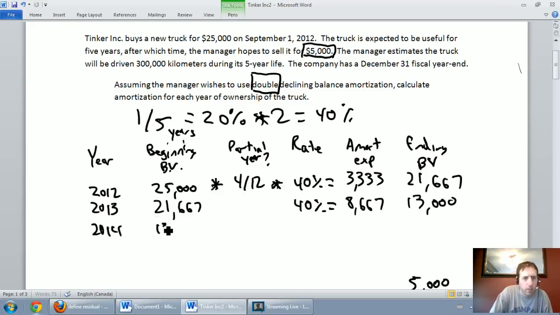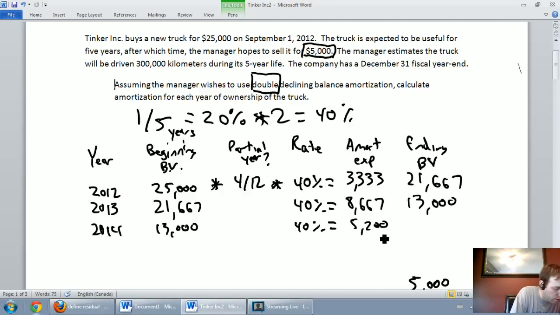2014, I started with an asset with a book value of $13,000. Again, it's a full year, it's not a partial year. I want to amortize it for 40%. 13,000 times 40% is 5,200. I started the year with 13,000. I've reduced the asset's value by 5,200. It's 13,000 minus 5,200, which is 7,800.